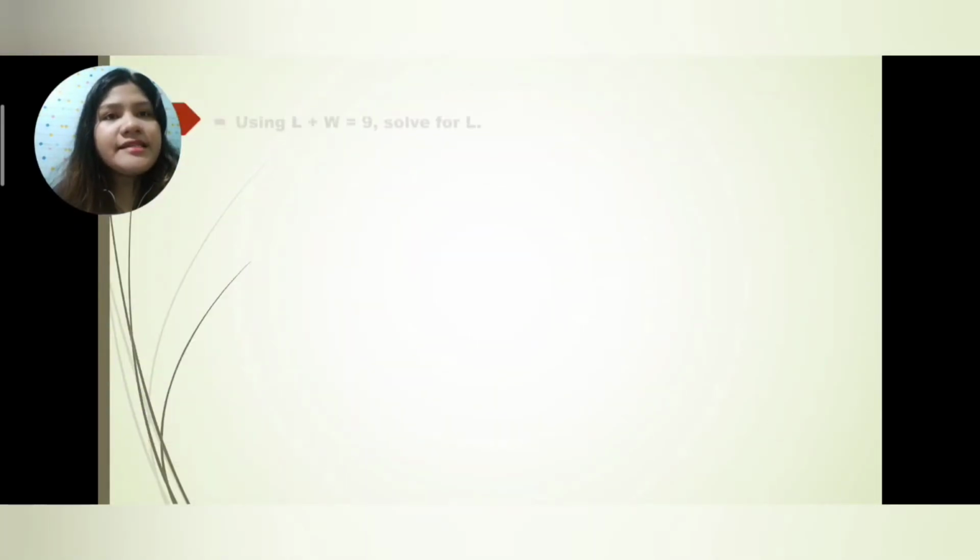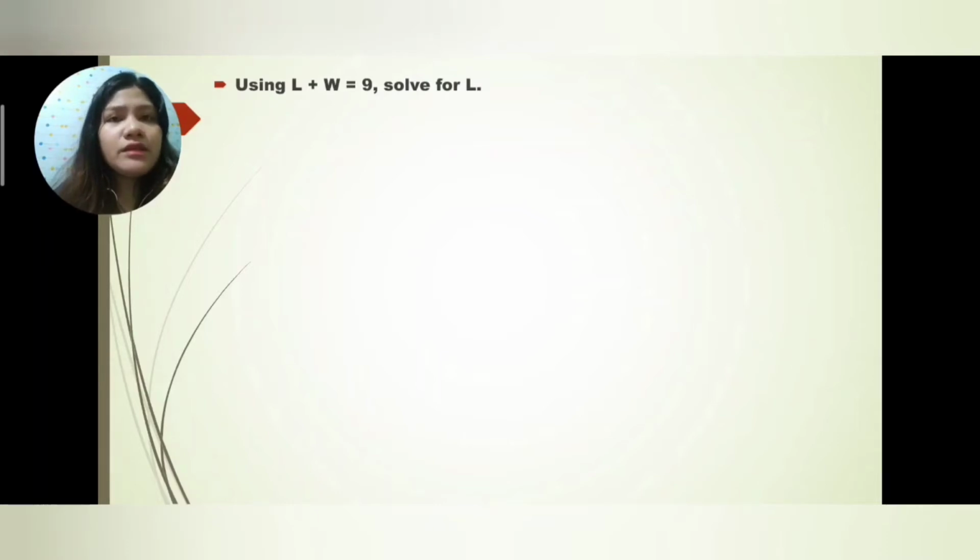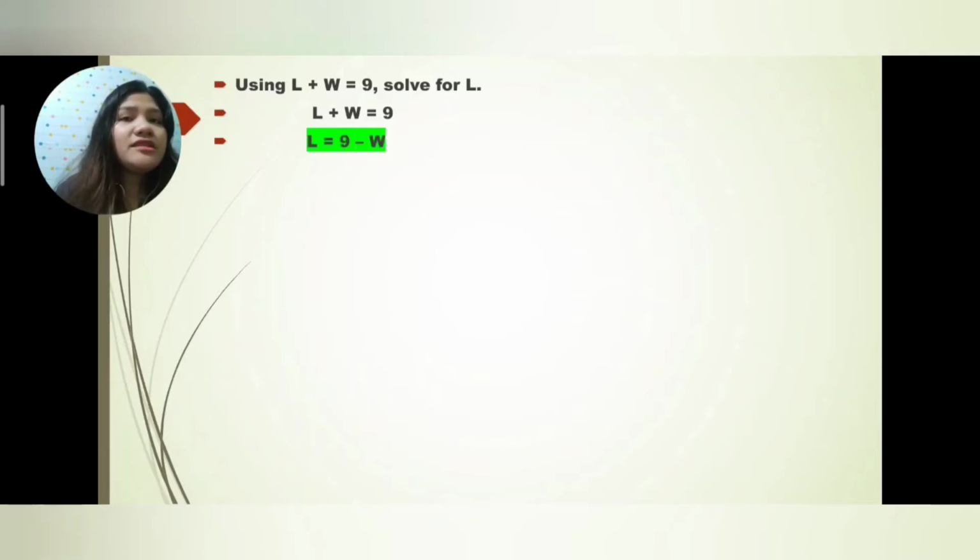The next is using L plus W is equal to 9, we are going to solve for L. So, pag solve natin sa L, ang gagawin natin, copy lang L plus W is equal to 9, then ita-transpose natin yung W sa right side, then yung L is remain lang siya sa left side. So, copy lang L is equal to, copy lang 9, then from positive W, magiging negative W na siya kasi transpose natin siya sa right side. So, from positive, nagiging negative. Di ba, sabi ko, if negative yung sign, ibig sabihin yung operation din is minus.